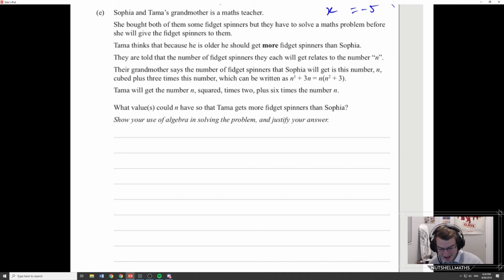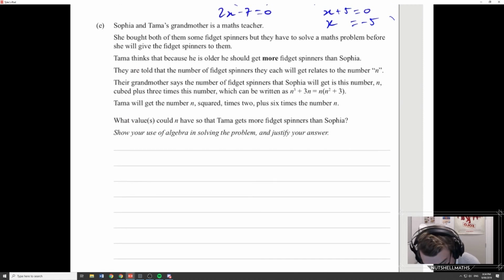Right. Grandma is a maths teacher. She bought both of them some fidget spinners, but they have to solve a maths problem before she would give them fidget spinners. What a horrible grandma.